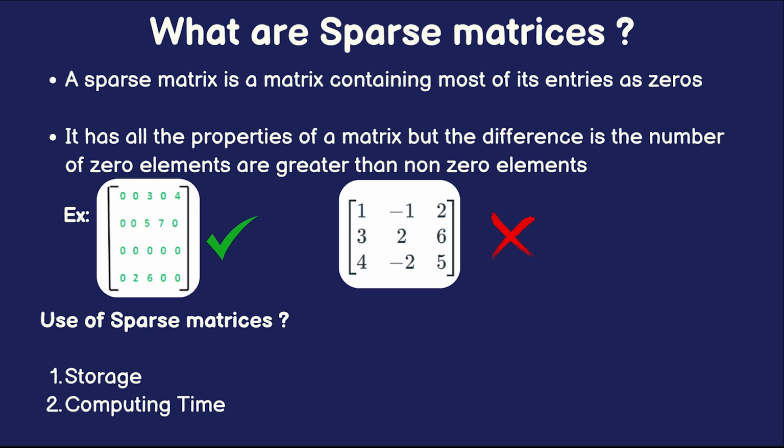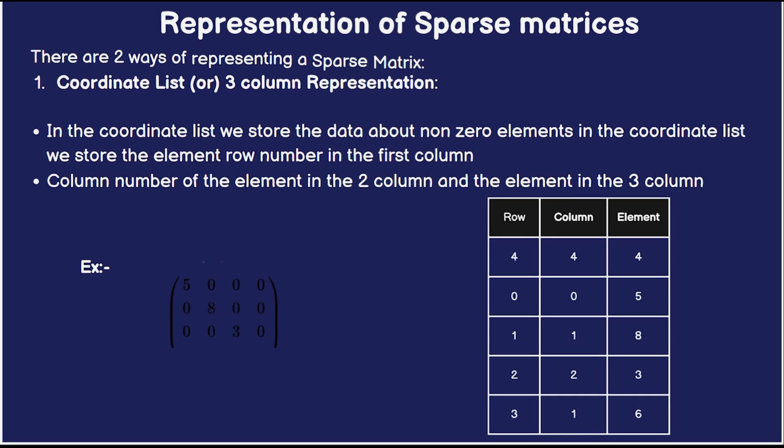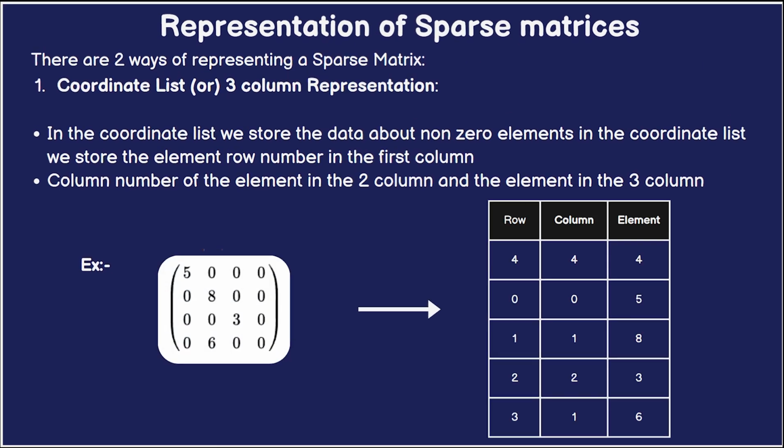But here comes a question: why do we use a sparse matrix instead of the original matrix? We have two use cases. The first one is storage. There are fewer non-zero elements than zeros, and thus less memory is needed to store these elements. And the second one is computing time. Computing time can be saved by logically designing a data structure that traverses only non-zero elements.